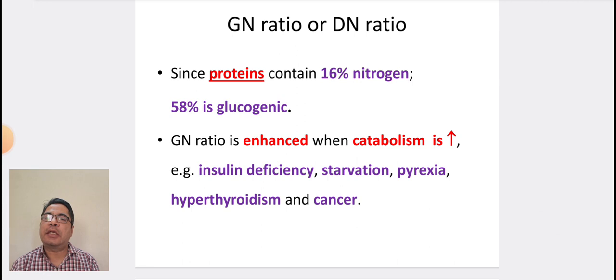Since proteins contain 16% nitrogen and 58% is gluconeogenic, GN ratio is enhanced when catabolism is increased. Examples are insulin deficiency, starvation, pyrexia, hyperthyroidism, and cancer.